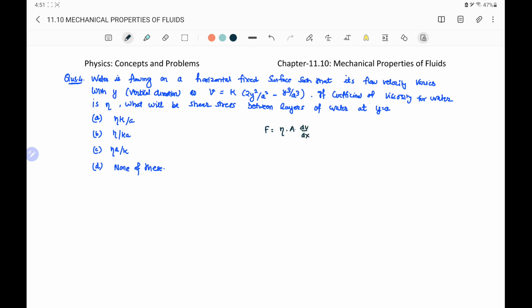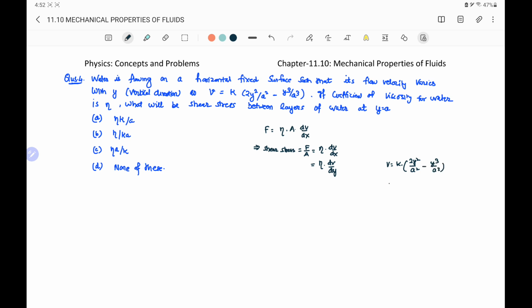This implies that shear stress, which is the force per unit area, that is F by A, will be equal to eta into dv by dx, where eta is the coefficient of viscosity and dv by dx is the velocity gradient. Because here velocity is changing in the vertical direction which is y, we will write it as eta into dv by dy. V is given as k into (2y²/a² − y³/a³).